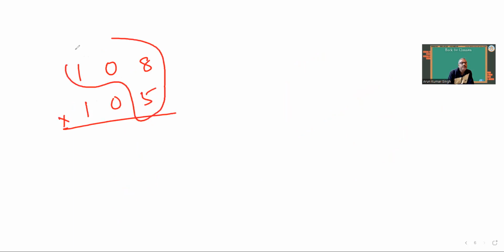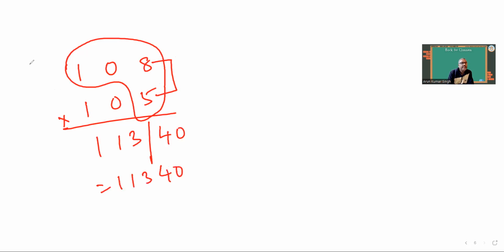Let's see how to multiply a 3-digit number. Suppose here 108 is there and this is 105. Let's see here using Vedic mathematics we can. So here 108 plus 5 is 113 and this side it will be 8 into 5, that is 40. So I can say that it is 11340.